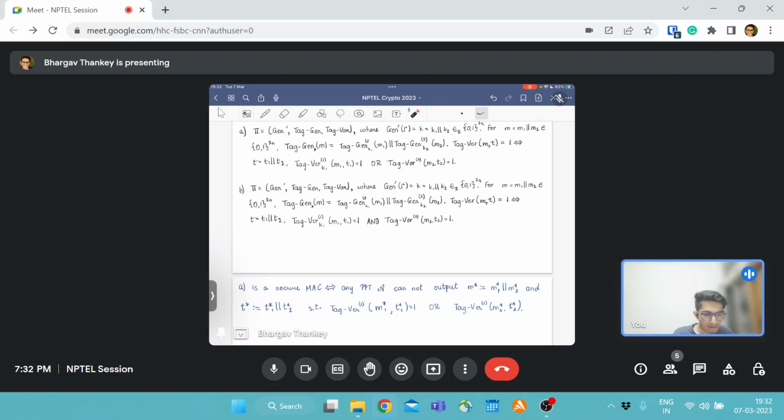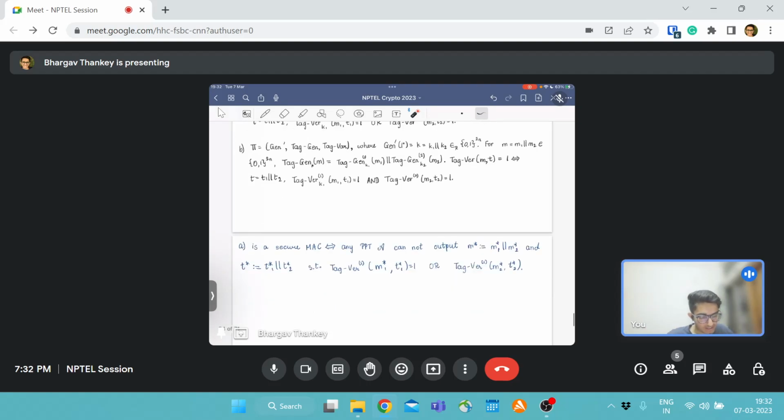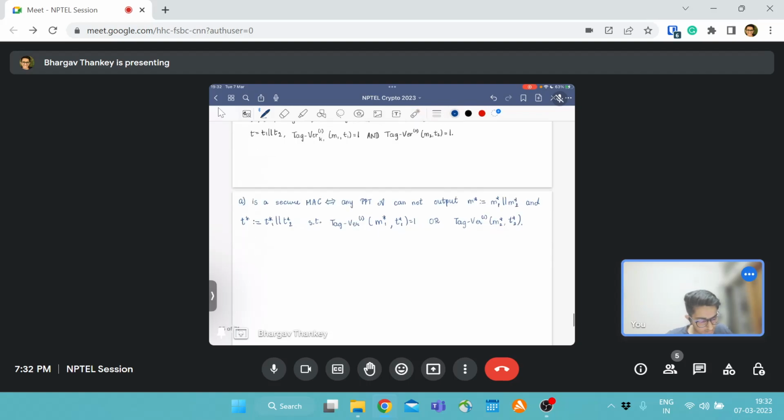So to show that A is not a secure MAC, we should somehow construct a PPT adversary which can do this, which can forge the tag. And here's how we can construct such an adversary. What the adversary does is the following. It asks for a tag T equal to T1 for the message, let's say, 0 to the n concatenated with 1 to the n.